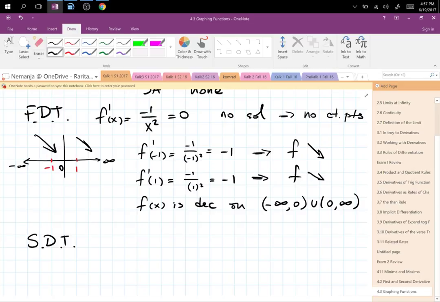All right, the next order of business is the second derivative test, so we have to take another derivative. And the second derivative would be positive 2 over x cubed, I believe. Yes. And when you set that equal to 0, we get no solution, which implies no inflection point.